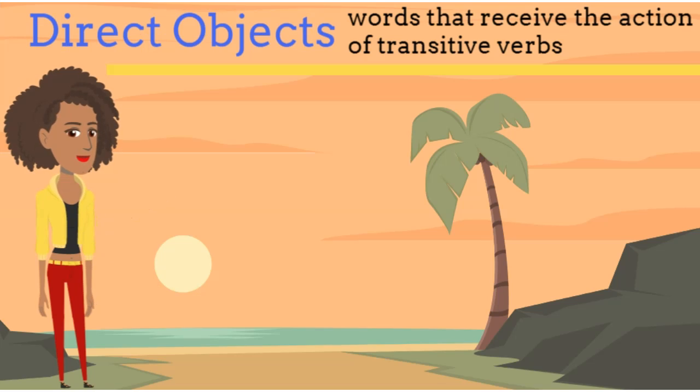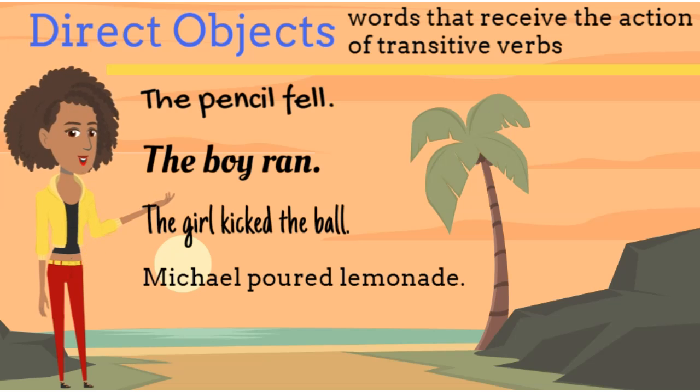And we're back. Now, before we took that quick break, we learned that direct objects are words that receive the action of transitive verbs. And now that we know what a transitive verb is, let's go ahead and take a look at some sentences. In the first sentence, fell is an action verb, but there is no need for another word to complete the action or meaning. Therefore, fell in this sentence is an intransitive verb, and there is no direct object. This is also true in the second sentence. Ran is an action verb, and again, no need for another word to complete the action.